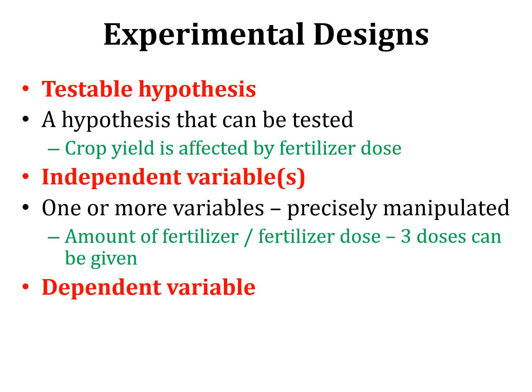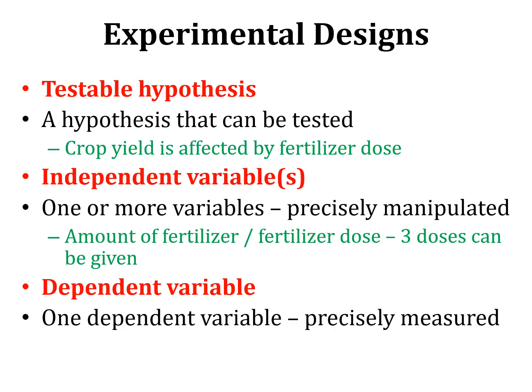The independent variables could be more than one, but the dependent variable is usually only one in experimental designs. So there is one dependent variable that can be precisely measured, right? The characteristic of the dependent variable should be such that it is not something qualitative or ambiguous. Rather, it is something quite obvious that can be precisely measured. So this is the dependent variable. In this case, the dependent variable is crop yield, and crop yield can be precisely measured on a scale.